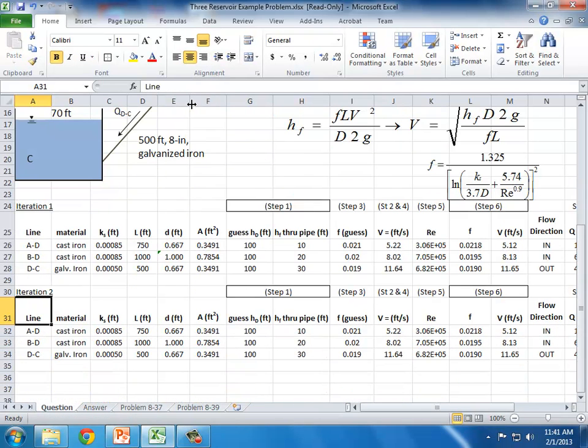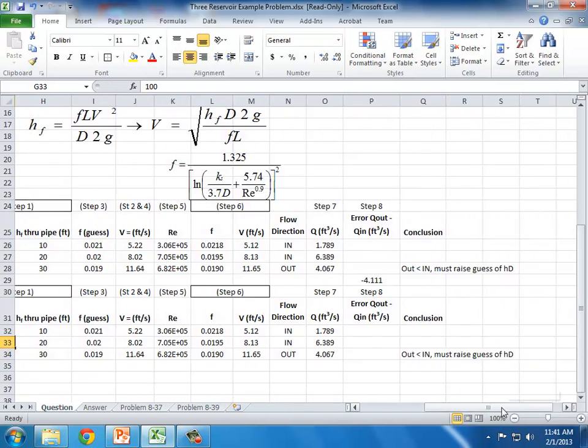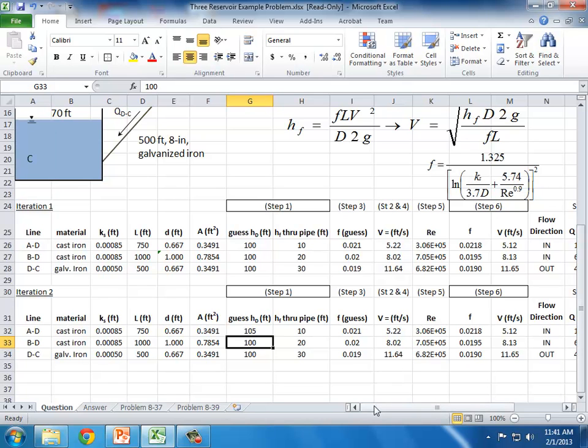What's going to be different in iteration 2? I want to guess a different value of H sub D, and so I'm going to say 105. I decided in the last one that I needed to raise my guess of H sub D. This doesn't tell me how much, but it tells me I need to raise my guess. Instead of typing in 100, I'm going to have it reference this other cell. That saves me from having to type in 105. So the guess of the head is for all of those.